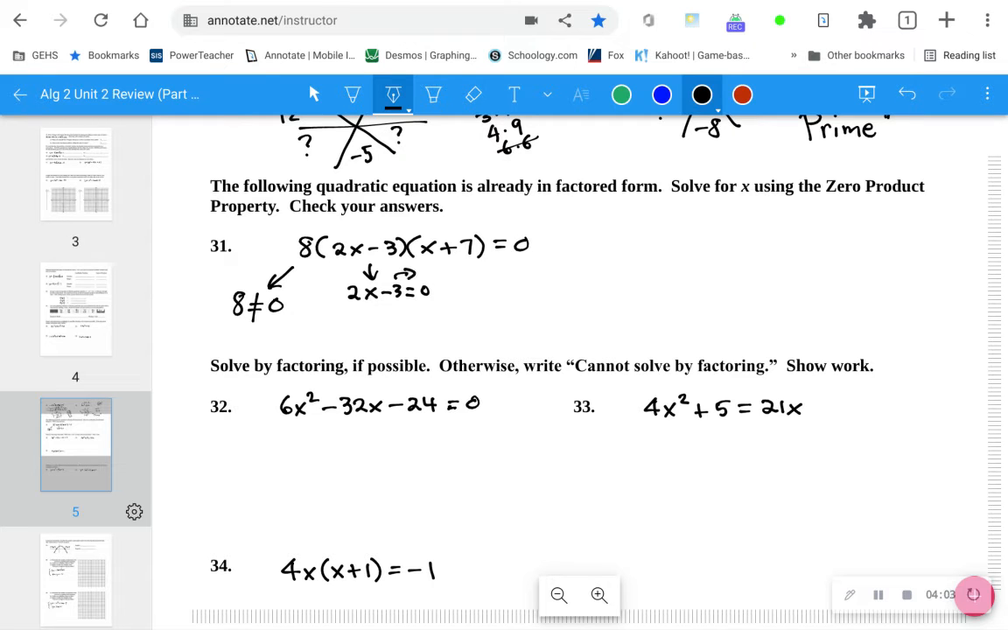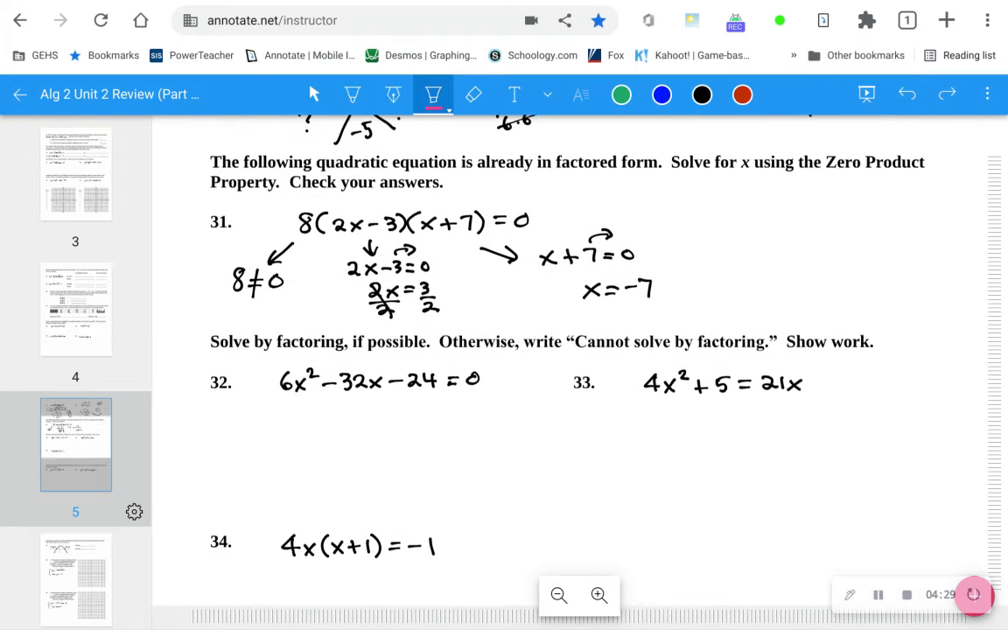you can solve and find what x would be. In this case, it's going to be 3/2. Or the last one might be the one that turns out to equal 0, in which case you get negative 7. Now you do have permission to skip this step and go straight to the other answers, if you're reliable with it, okay?